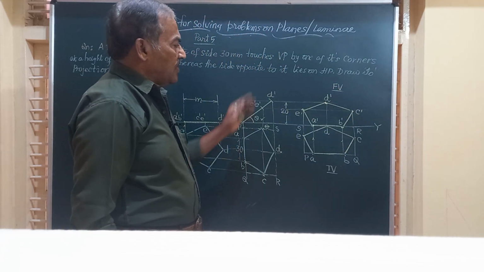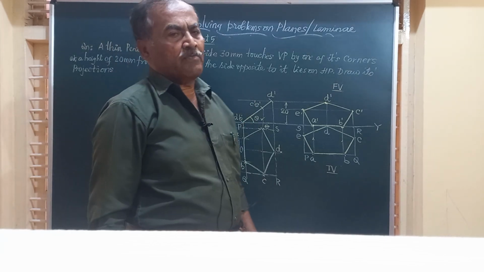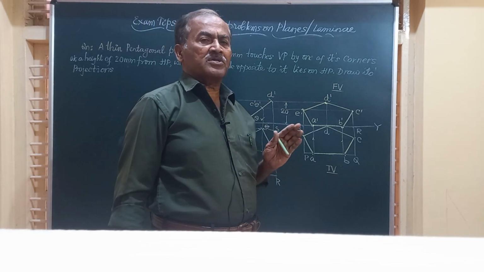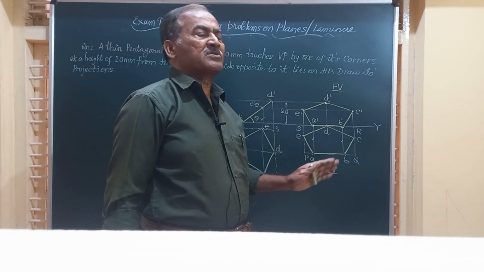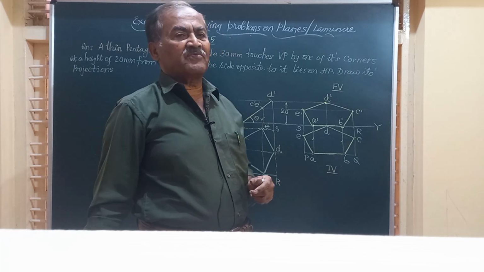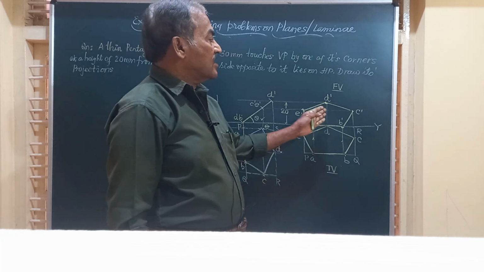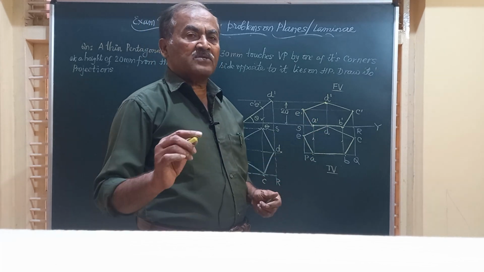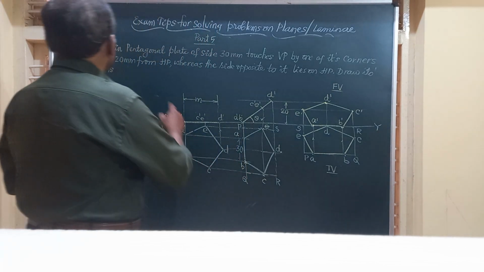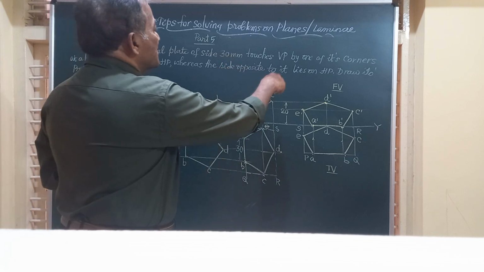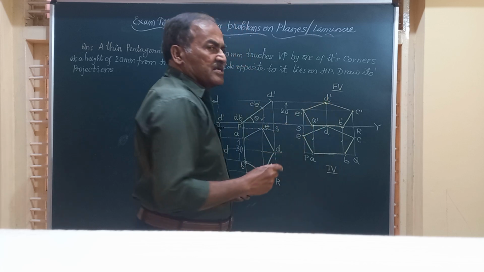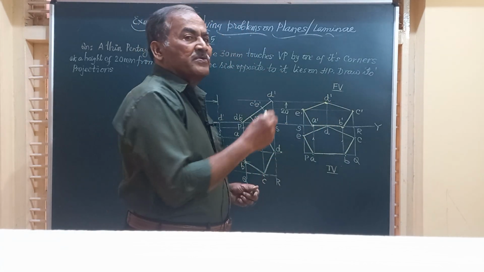And friends, after completion of the problem, we have to verify whether the solution we have got, that is the projections of the lamina, are right or wrong. So you yourself can verify and see whether the last two views satisfy all the requirements of the question. Friends, in the question it says, thin pentagonal plate touches VP by one of its corners. Here, D dash is the corner which is on VP.